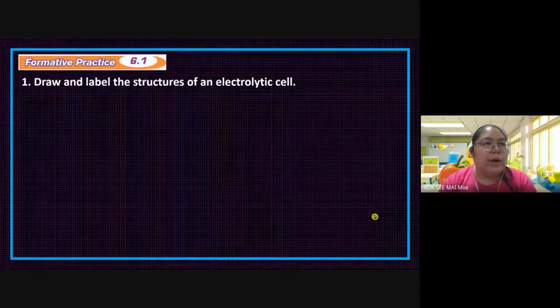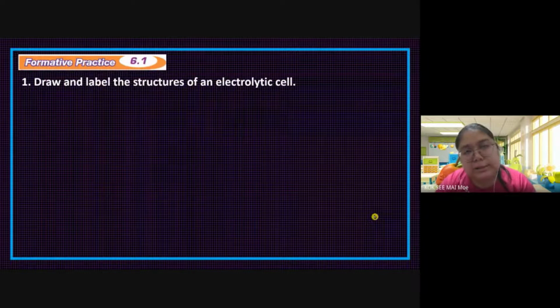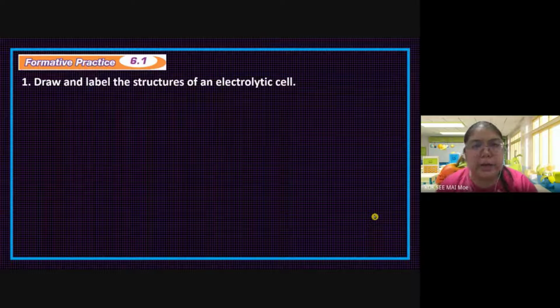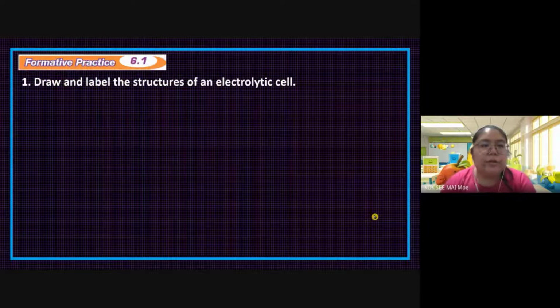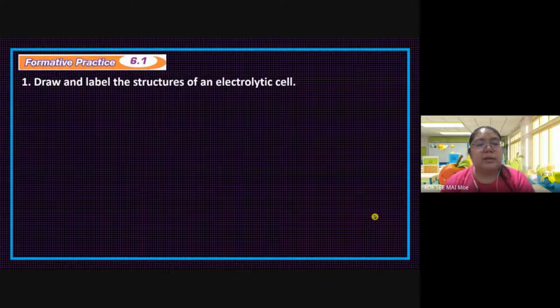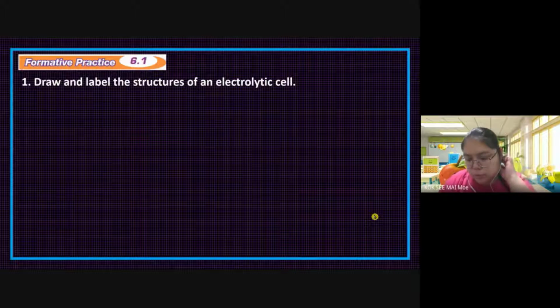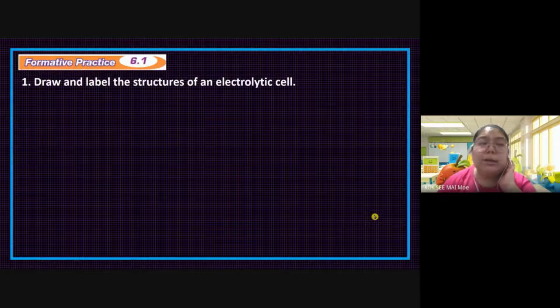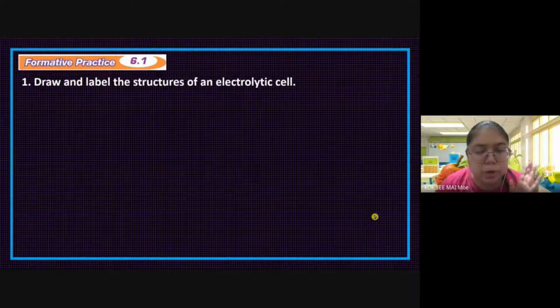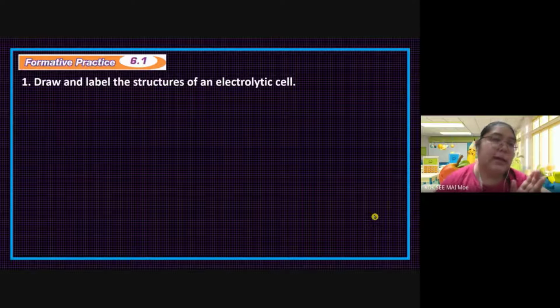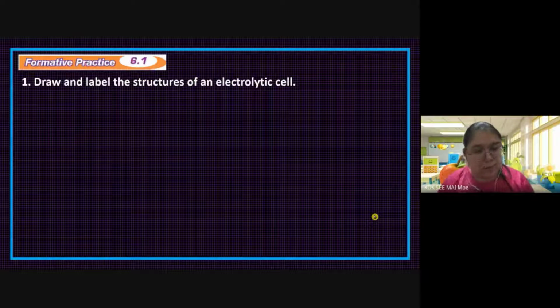Okay, so that one is the last part for the electrolysis, only for the 4 applications: extractions, purification, then after that electroplating, and the last one is the coagulation. So from here, you can see the formative practice 6.1. This one you need to do inside your exercise book. Copy the question, then we discuss now. Later, you just write the answer.